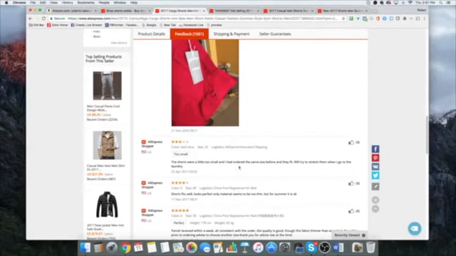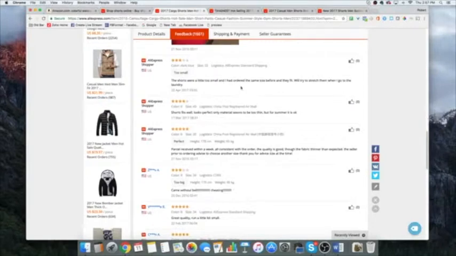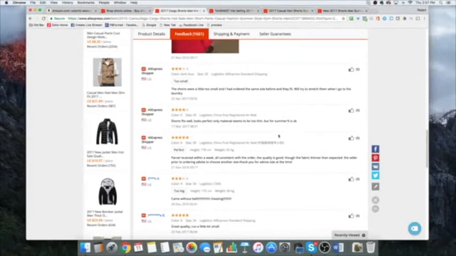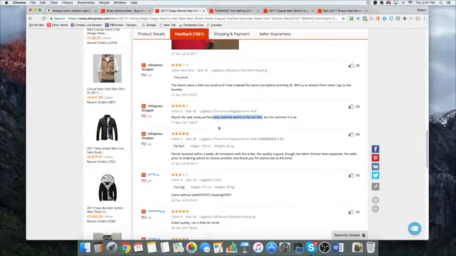But especially if you read the reviews, you'll be able to find out things like, oh, this was a knockoff, get the better quality ones. In this case, the person said it's excellent quality, it just doesn't fit. "These don't fit. Shorts fit well, look perfect, only material seems to be too thin." Now this is the exact opposite. This person says the material seems too thin, but they fit. So I really don't get that one.